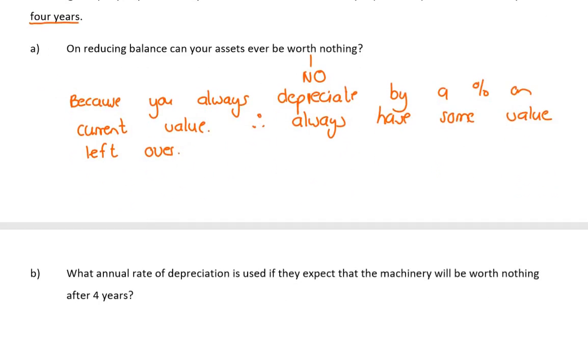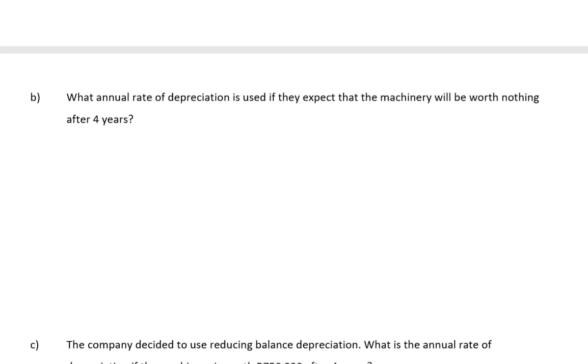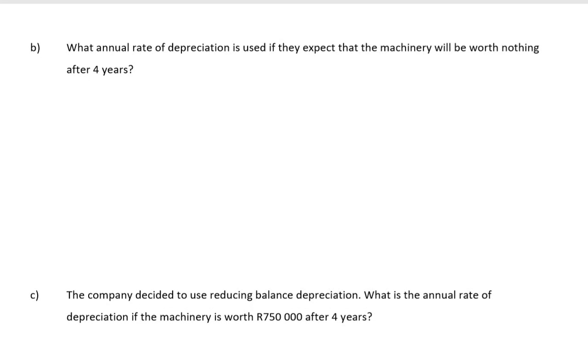So now this next question says, what annual rate of depreciation is used if they expected the machinery to be worth nothing after 4 years? Now, it can't be worth nothing because I'm sure they can sell it for scrap. But anyway, this must mean that it must be a straight line balance. It's the only way that you could be worth nothing.